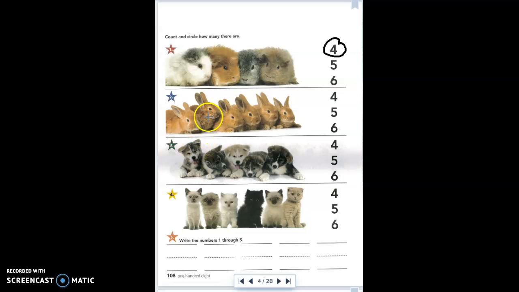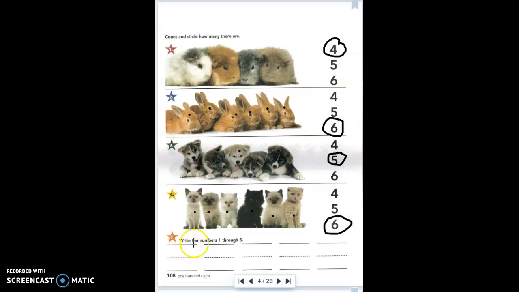6 rabbits. If you're having trouble distinguishing them, it's always a good idea to just dot them, and then you know which ones you've counted. You dot as you count. And there are 6. I'm going to circle the number 6. Here I have puppies. Their colors kind of blend together. So 1, 2, 3, 4, 5. 5 puppies. And finally, kittens. 1, 2, 3, 4, 5, 6 kittens. I'm going to circle the number 6.